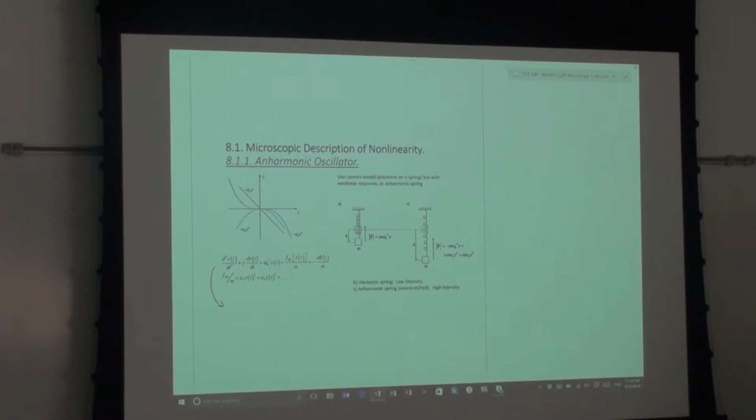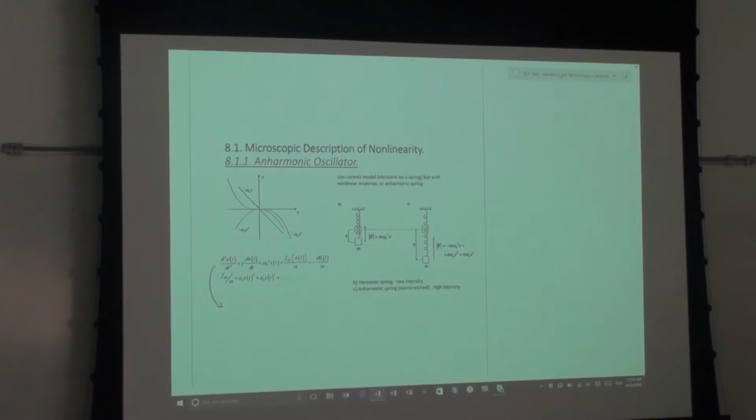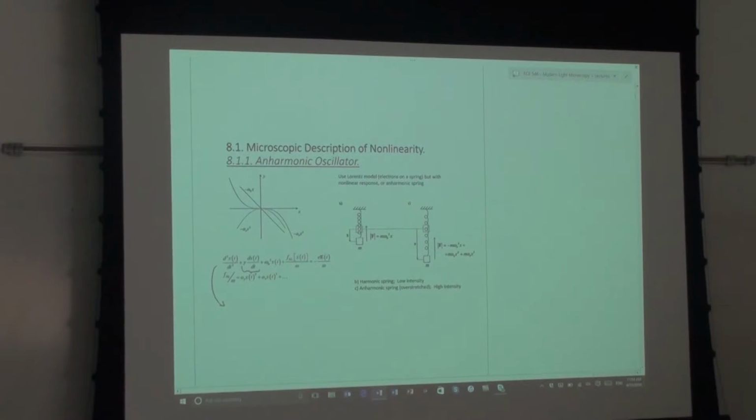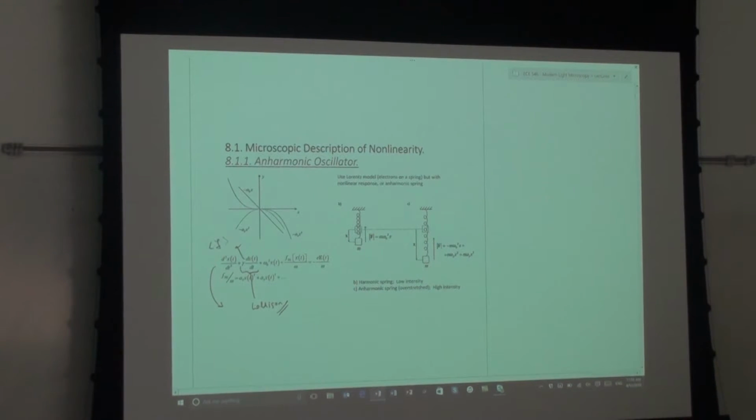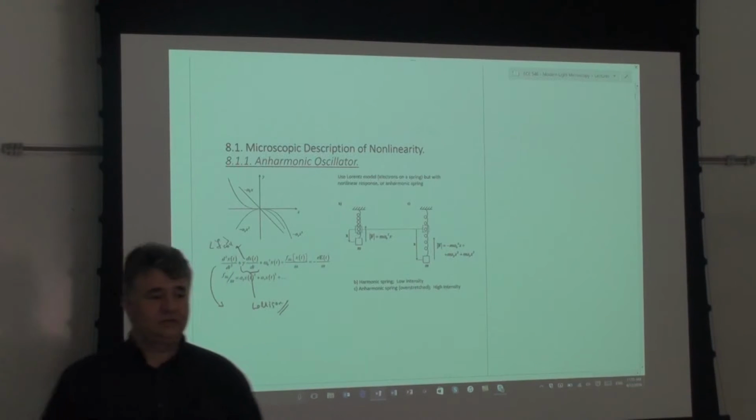Radiation. Nope. Collision. Collision. This was actually a hard term, so it's okay if it didn't hit you right away. This is the collision term. This gamma is kind of the average frequency for collisions. How many collisions per unit time does the electron undergo?